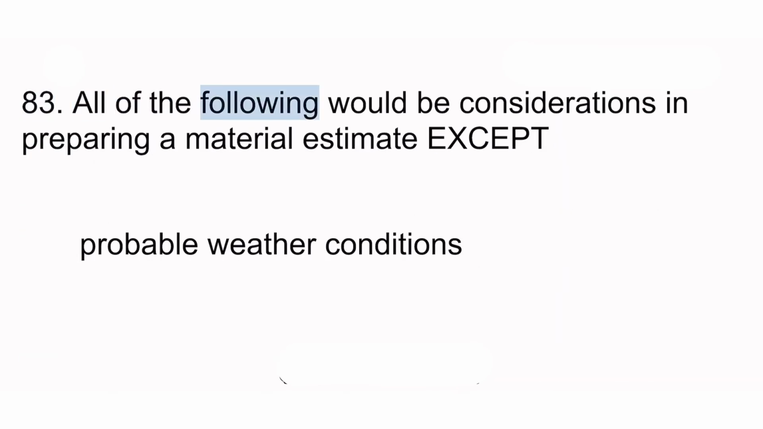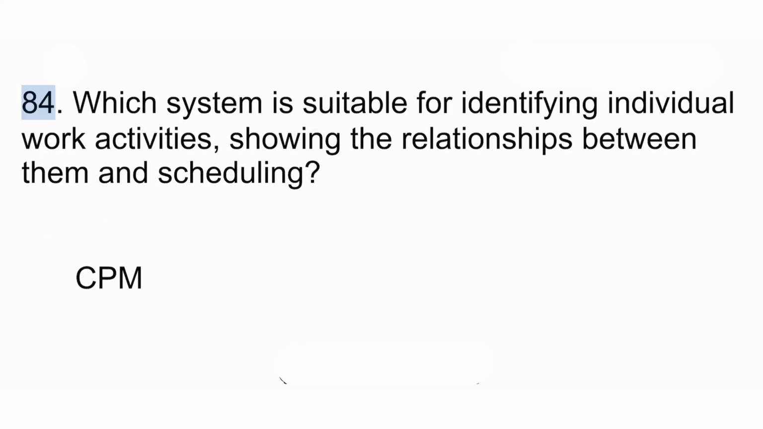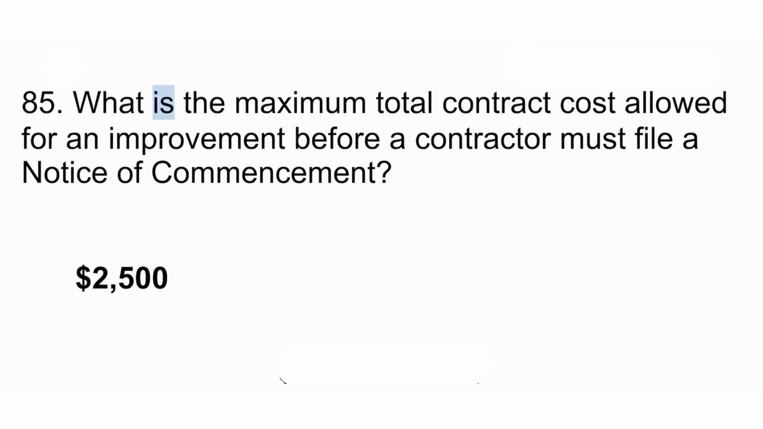83. All of the following would be considerations in preparing a material estimate except probable weather conditions. 84. Which system is suitable for identifying individual work activities, showing the relationships between them and scheduling? CPM. 85. What is the maximum total contract cost allowed for an improvement before a contractor must file a notice of commencement? $2,500.